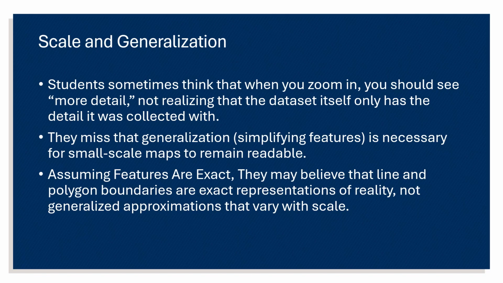And what happens a lot of times is students simply miss that when we talk about generalization, we're talking about simplifying features. And this is necessary for small scale maps if they're going to actually be readable. Now, again, think for a second. What is a small scale map? Small scale, big area. Large scale, small area. So when we're looking at a small scale map, that means a very tiny fraction in terms of distance on map divided by distance in the real world. A really small number. And so when we do that, if we want to be able to see things, we have to generalize stuff.